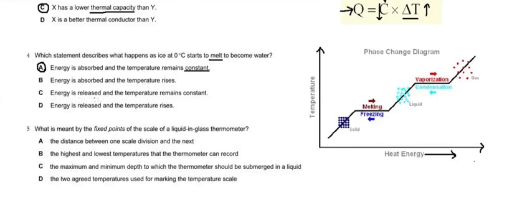Option number C, energy is released and the temperature remains constant. So energy should not be released, because this can be the cooling curve. Okay, this curve is a heating curve. In question number 1 we had seen the cooling curve. This one is particularly a heating curve. Option number D, energy is released and the temperature rises. Both are incorrect. Energy cannot be released and nor can the temperature rise.